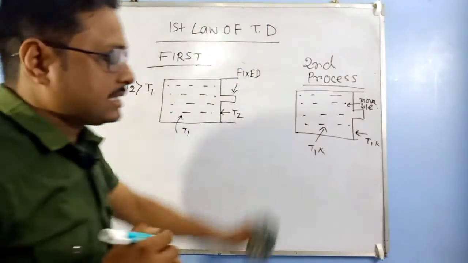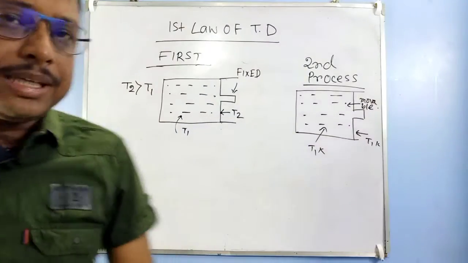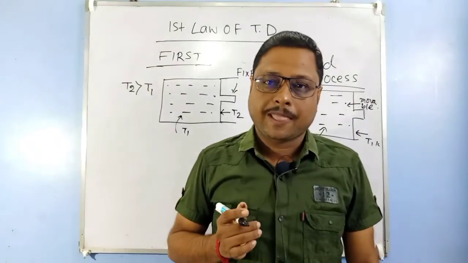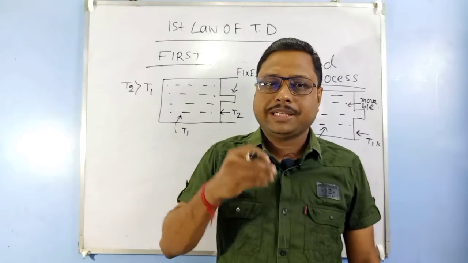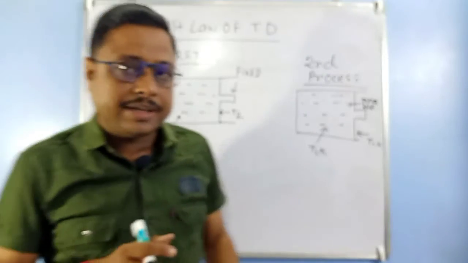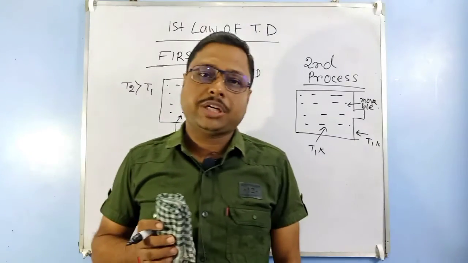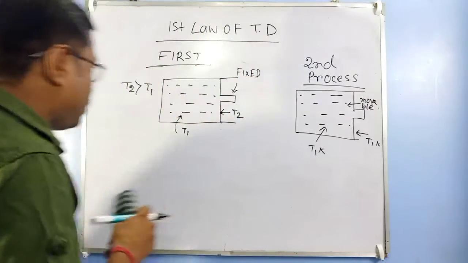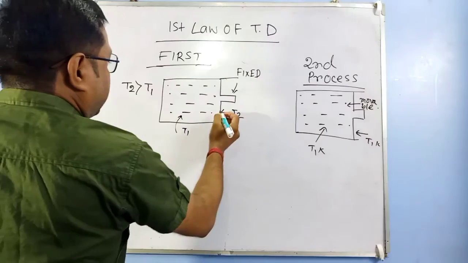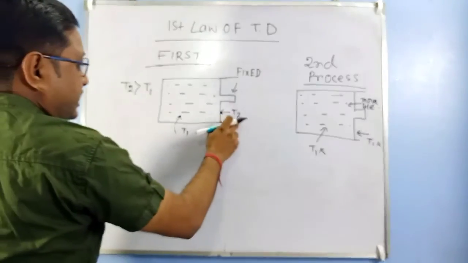In both cases, the gas will acquire some energy. What is heat? Heat is a form of energy. This energy can be transferred to a system in two ways: by supplying heat from outside, or by doing some external work.